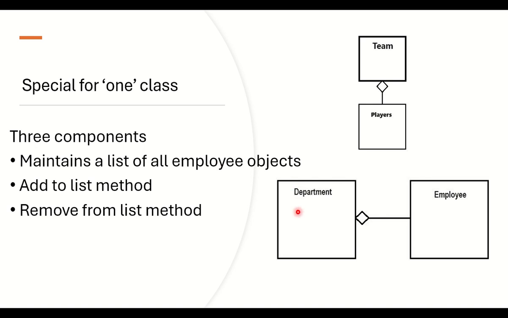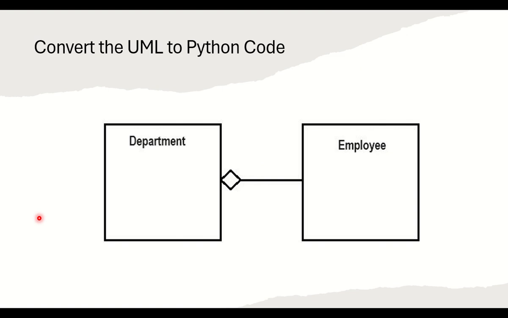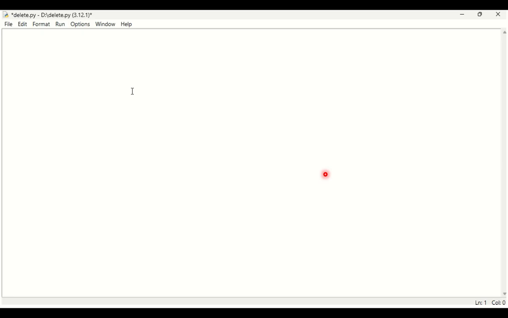What if we had a one-to-one relationship? In a one-to-one relationship, it will be maintaining a reference to the employee object only. It is going to have a setter that will set an employee, and a deleter that will maybe delete the employee. That is just for the one-to-one relationship. Now let's try converting the UML to Python code. This is not UML, this is just a rough abstract class diagram. UML is much more detailed, but let's go into the code.